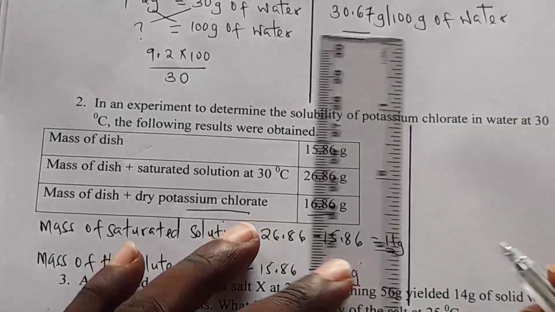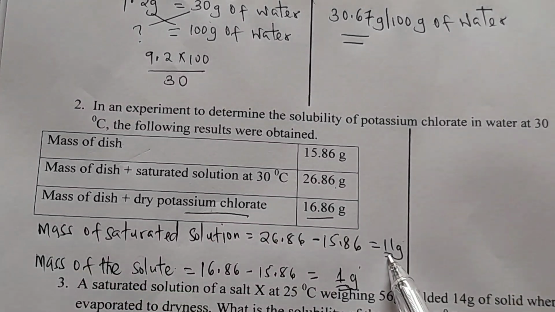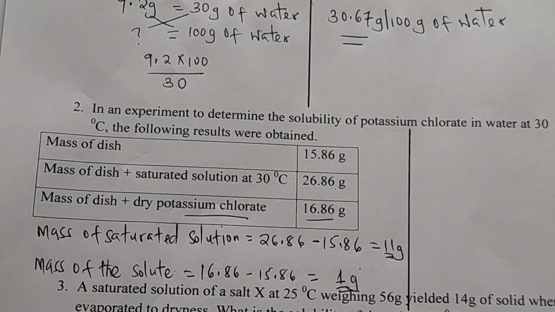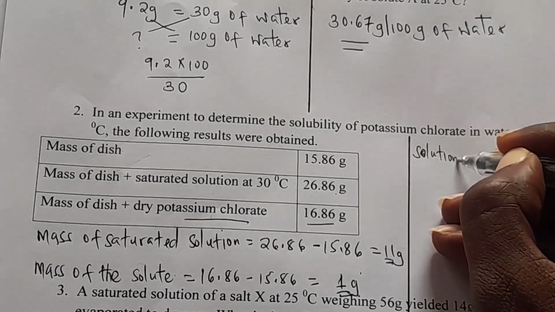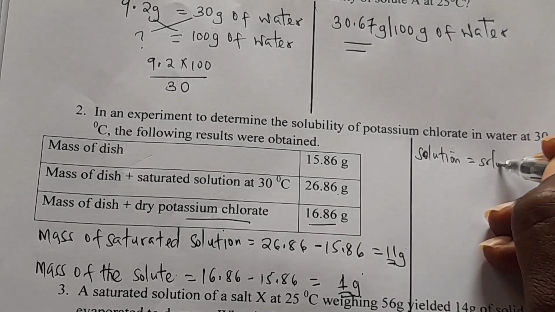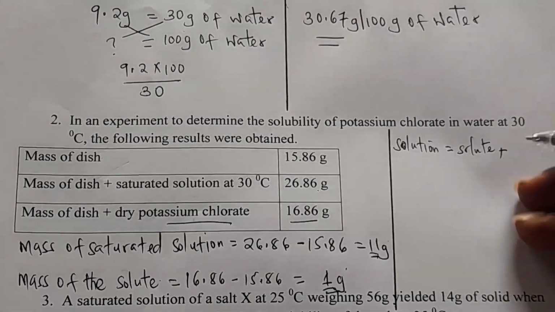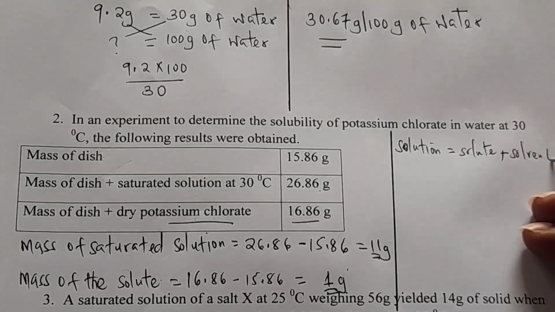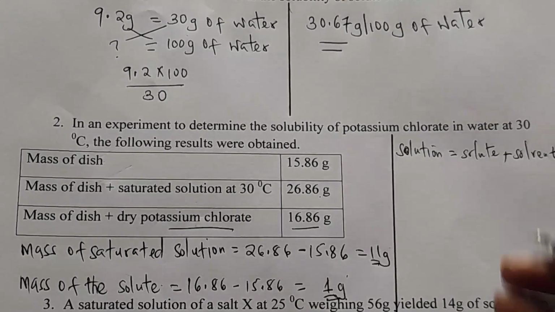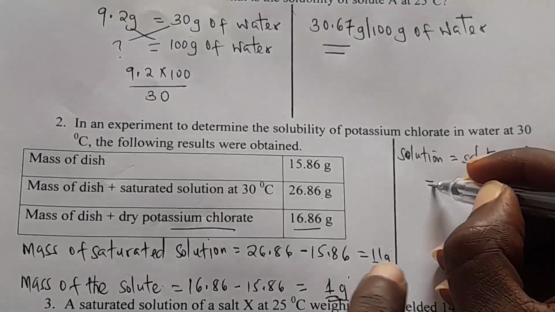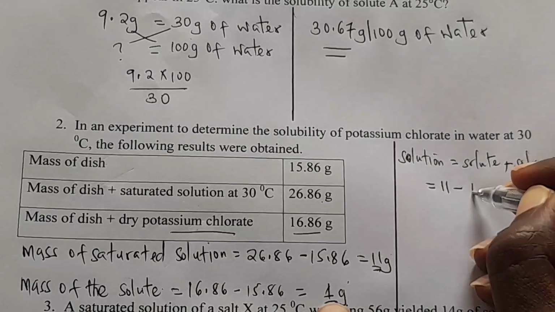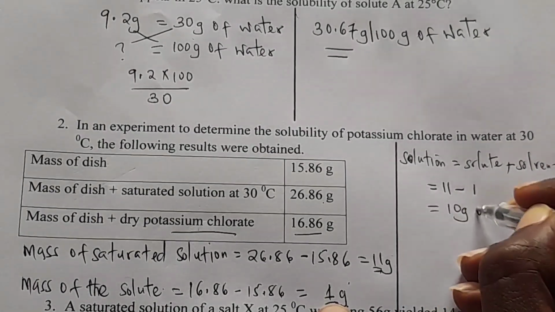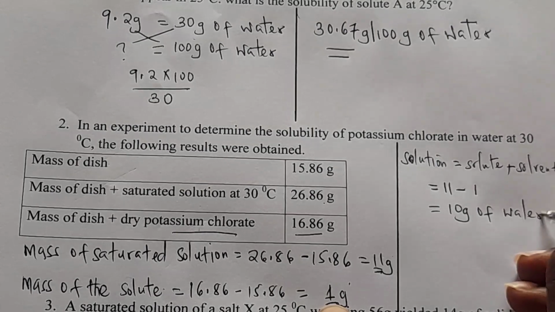From here, we have the saturated solution, the mass of the saturated solution, and the mass of the solute. So can we get the mass of the solvent now? Because we don't have it. Remember, for a saturated solution, the mass of the solution is the mass of the solute plus the mass of the solvent. So in our case, the mass of the solvent is equal to the mass of the saturated solution minus the mass of the solute, that is the 1 gram. So here I'm going to get 10 grams of water, or 10 grams of solvent.